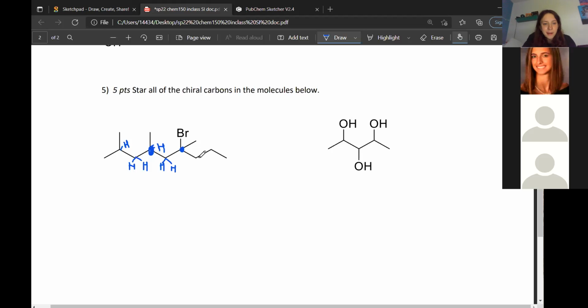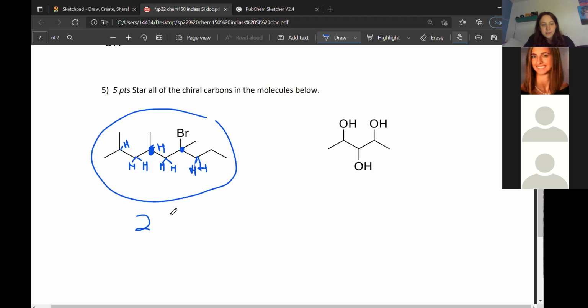If you keep going down the line, these 2 carbons here both have just 2 hydrogens attached. I'll draw it in for one of them, not the other. And then this carbon right here is attached to 3 hydrogens and the 1 carbon there, so that's not chiral. So for this molecule right here, there are 2. I'm just going to write CC for chiral carbons.